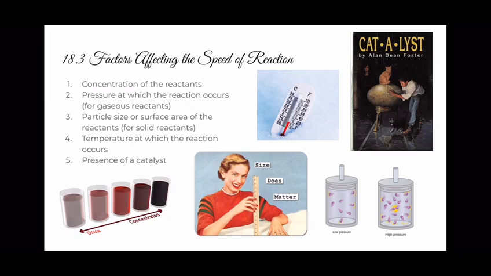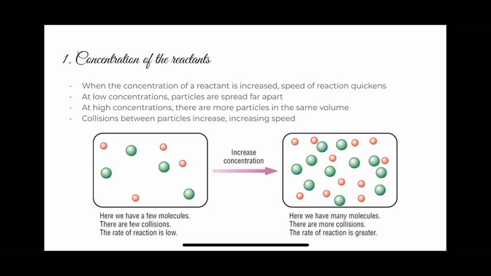The first factor, concentration of the reactants. When a reaction involves solutions, the speed of reaction can be altered by changing the concentration of a reactant. When the concentration of a reactant is increased, the speed of reaction increases as well. At lower concentrations, reactant particles are spread far apart. However, at higher concentrations, there are more reactant particles in the same volume. This means that there are more reactant particles available to collide with each other, increasing the frequency of collisions, and thus increasing the speed of reaction.